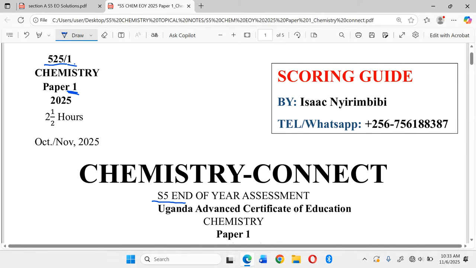As I told you, we have 3 sessions for this scoring guide, where we'll be looking at section A, and then we look at section B part 1, and we'll go to section B part 2.